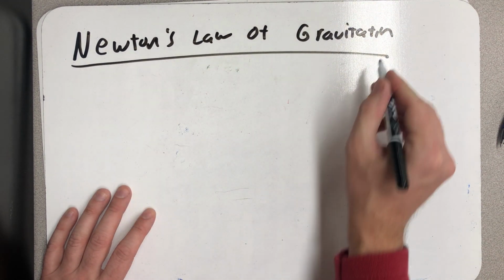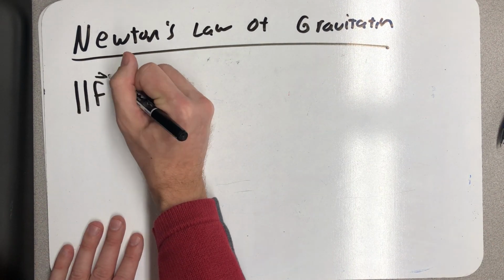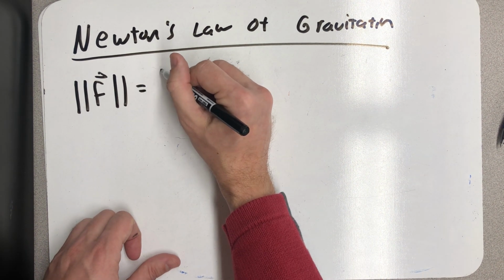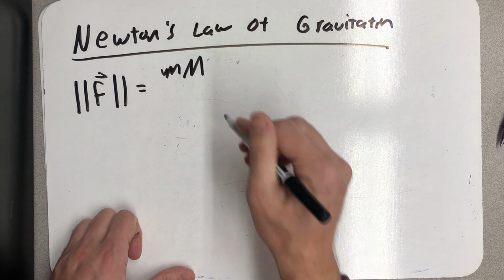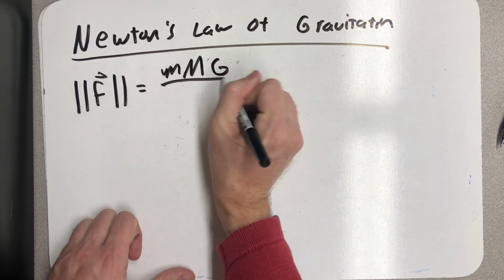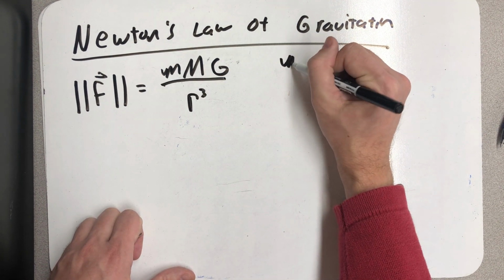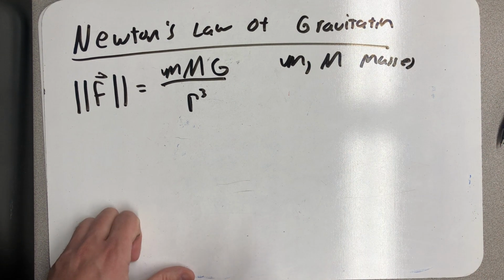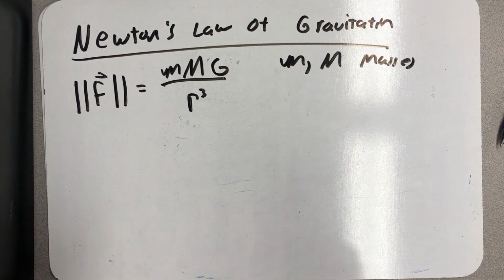This is about the force exerted by gravity. What it says is, if I have an object with mass m, and another object with mass M, then the force of gravity acting between them is given by this equation, where m and M are masses. I usually like to think about little m being the mass of a little object and big M being the mass of a big object. But so far as this rule is concerned, it doesn't really matter.